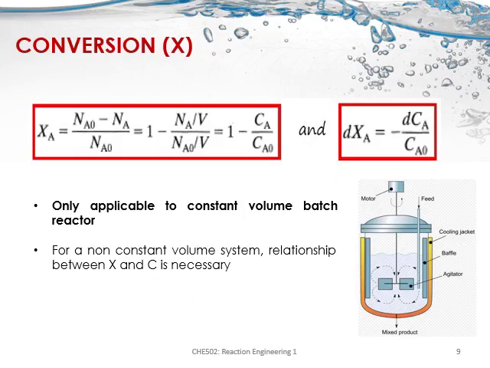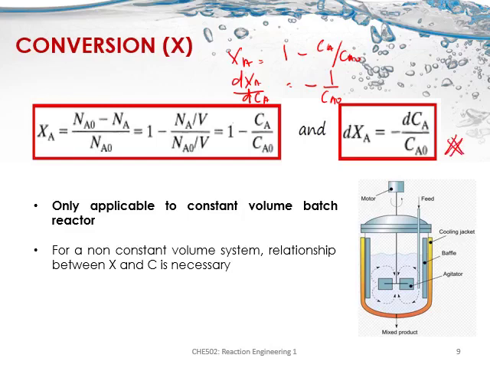So in this slide, I'll show it. XA is equal to 1 minus CA over CA naught. Differentiate dXA with respect to CA. So what is left is negative 1 over CA naught, because CA naught is a constant. Then you may rearrange this equation, and you get this equation.